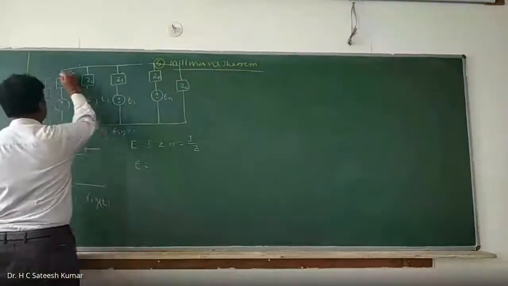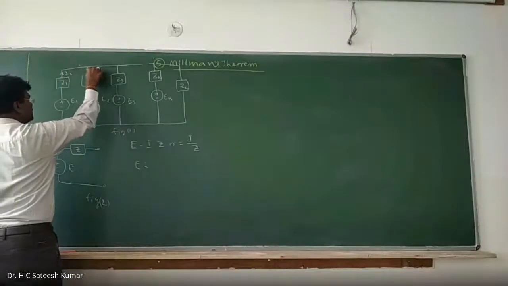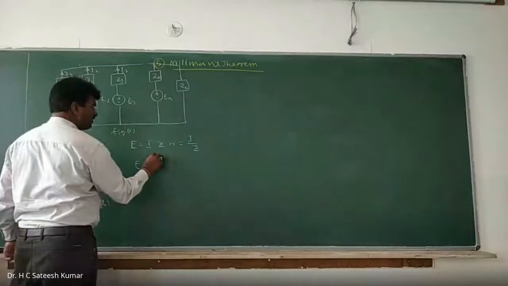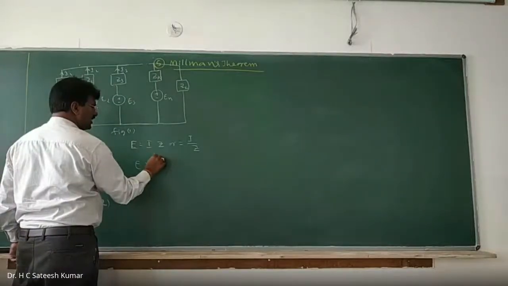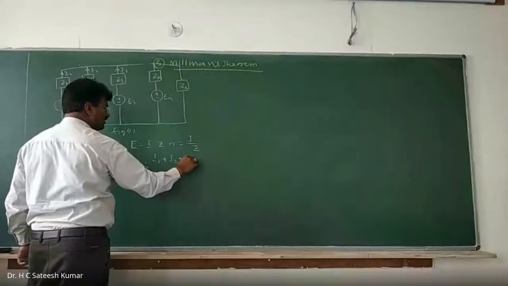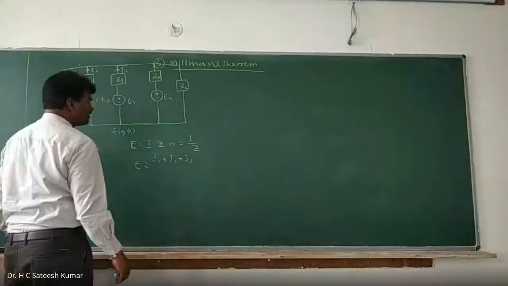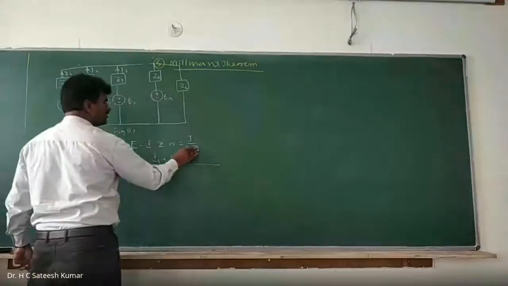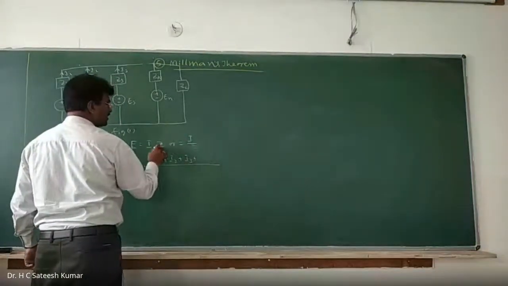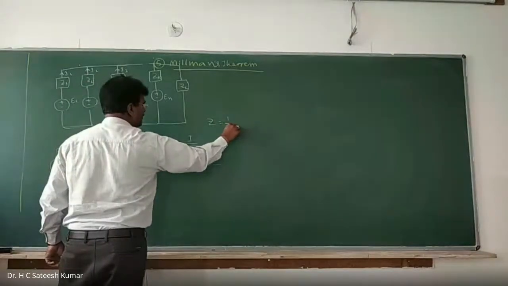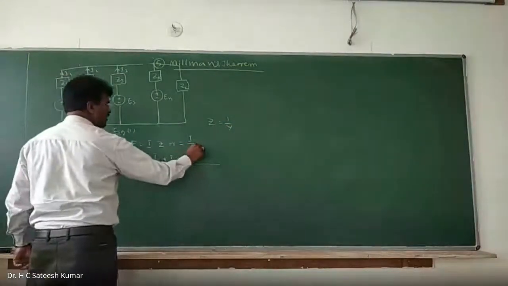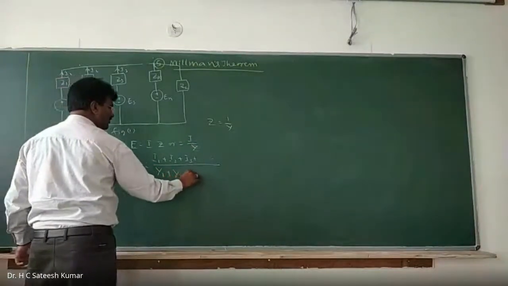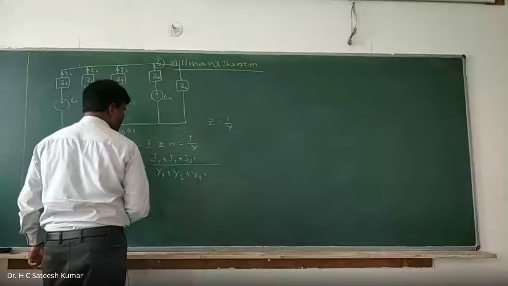All the currents, this is I1, I2, I3, and so on. So therefore we can write it as I1 plus I2 plus I3 plus so on, divided by Y. Z, the impedance, is equal to 1 by the admittance, therefore I by Y we can write. So Y is equal to Y1 plus Y2 plus Y3 plus so on.